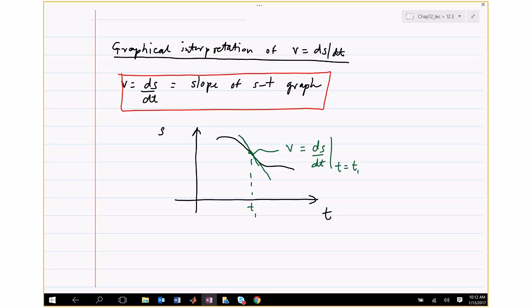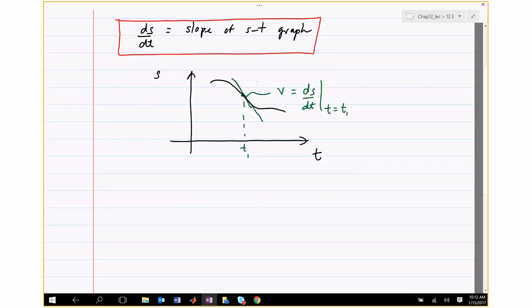If the slope in this case is positive or negative? What's the slope? It's negative. So if it's negative, then the velocity is negative. So it also tells you that fact by looking at the plot. What if the graph was parallel to the x-axis? What's the velocity? It's zero, right? Because ds dt is zero. s doesn't change with time.